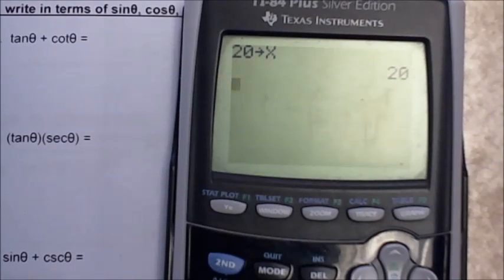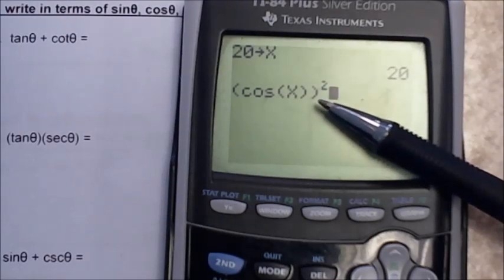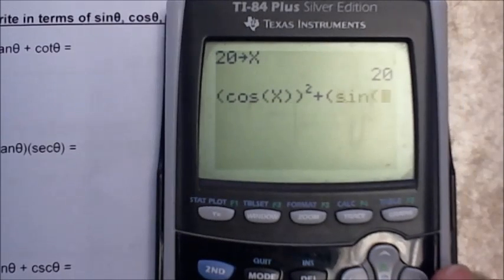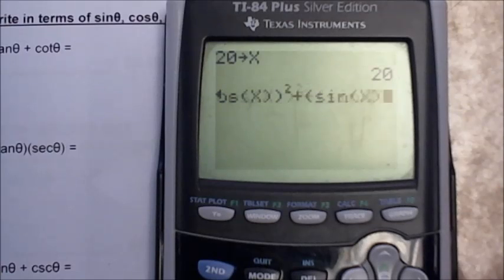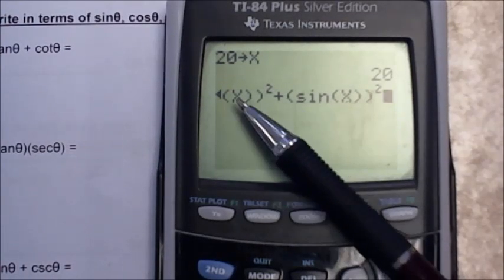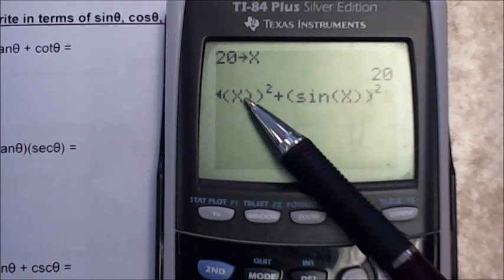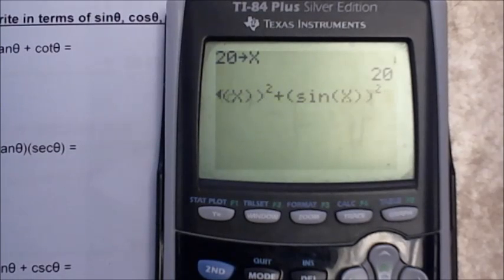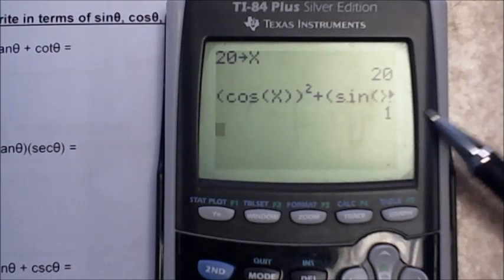So how do you get the cosine? You're going to do parentheses cosine x, double parentheses, and square it. That's how the calculator looks at cosine squared of an angle. And then you're going to add to that parentheses sine, and I'm going to use the value x, and I'm going to square that. So you have the cosine of 20 squared plus the sine of 20 squared. And no matter what, the answer is going to be 1.